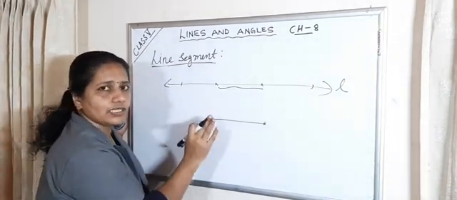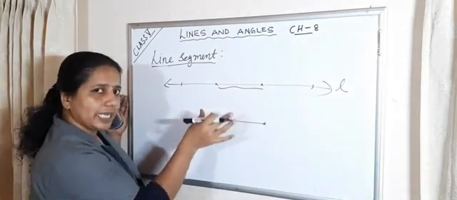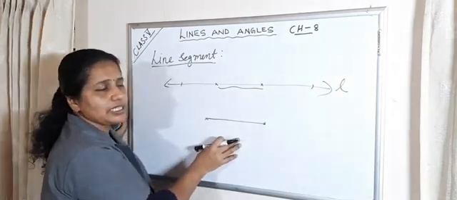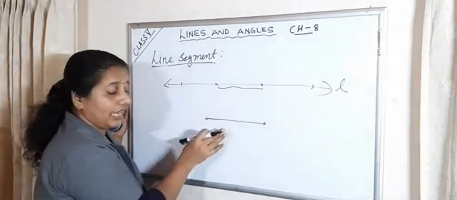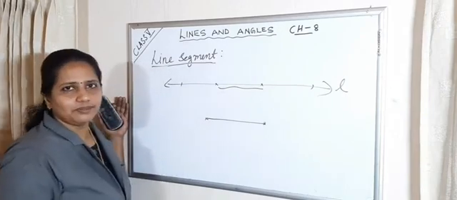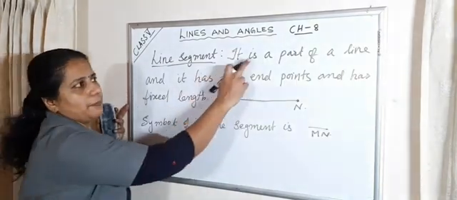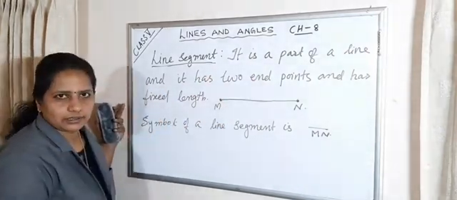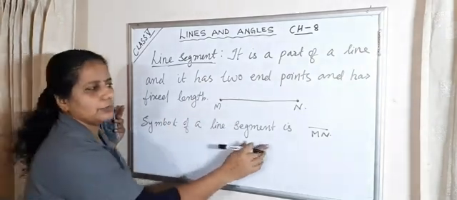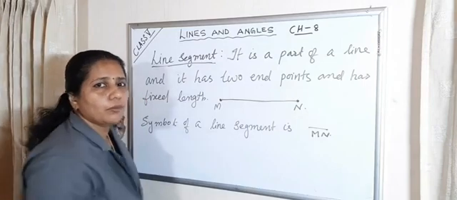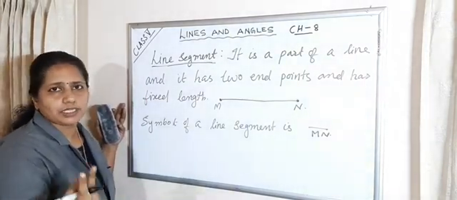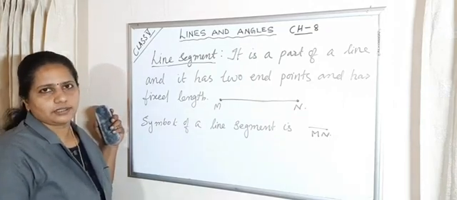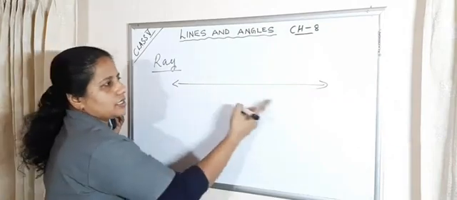Okay, a line has no fixed endpoints, no length. But when we take a part of a line, it is called a line segment, and it has two endpoints and a fixed length. Clear? Next, take your book and write. It is a part of a line, and it has two endpoints and a fixed length. And the symbol of a line segment is line segment MN or PQ or RS, any two alphabets you can use to represent a line segment. Clear? Okay, write it.